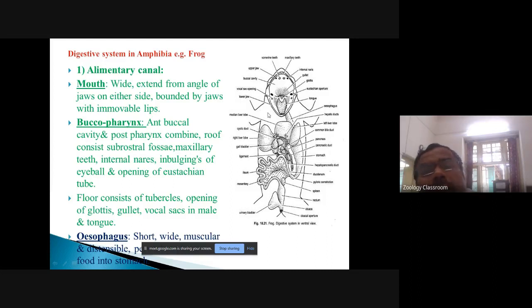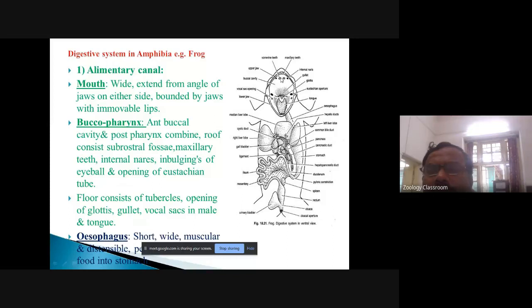If you see this buccal cavity, this is the roof portion of the buccal cavity, and this is the floor portion of the buccal cavity. If you observe the roof, it is formed by the upper jaw, and this upper jaw shows the presence of the teeth. These are called the maxillary teeth.